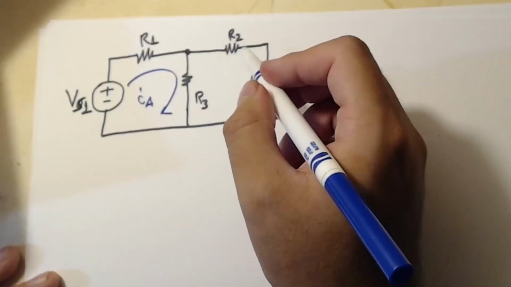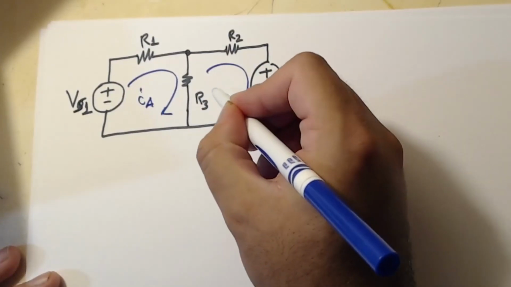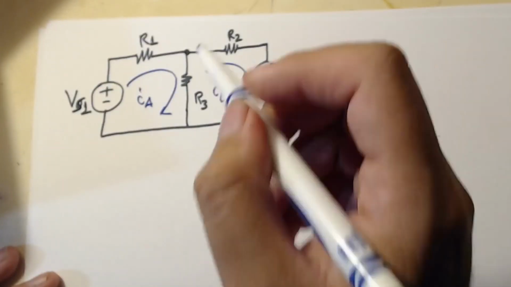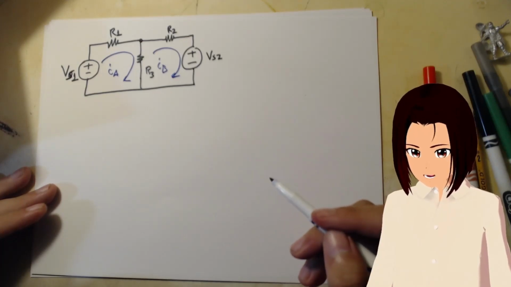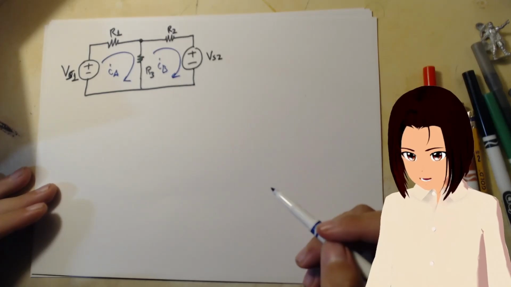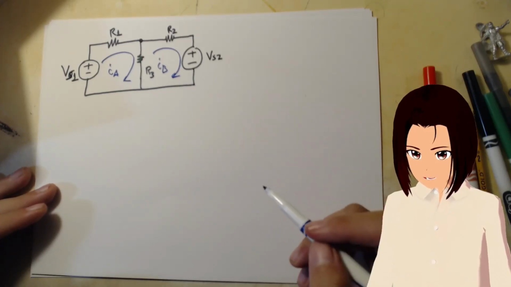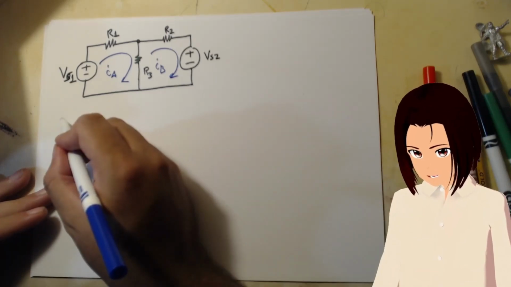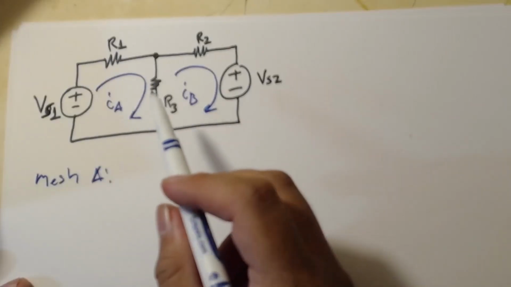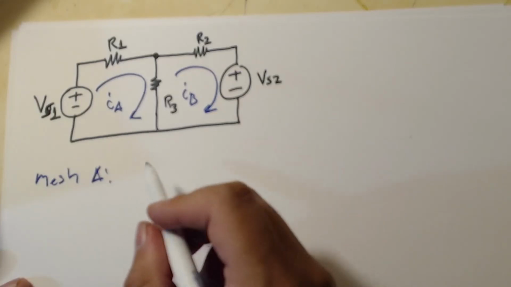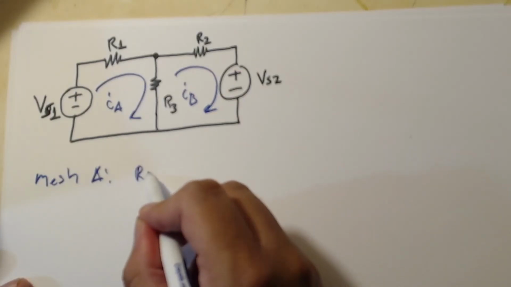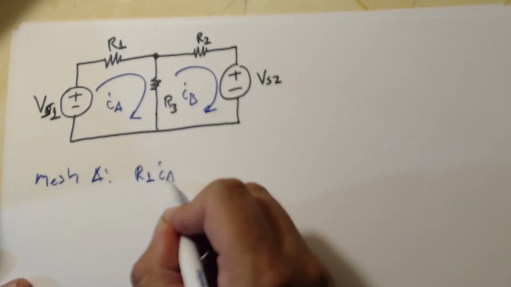We have mesh A, and we have mesh B. The idea here is that we want to use the mesh currents to express the element voltages in terms of the mesh currents. And this is what that means. For mesh A, the current goes through R1, so we just have R1 times IA.